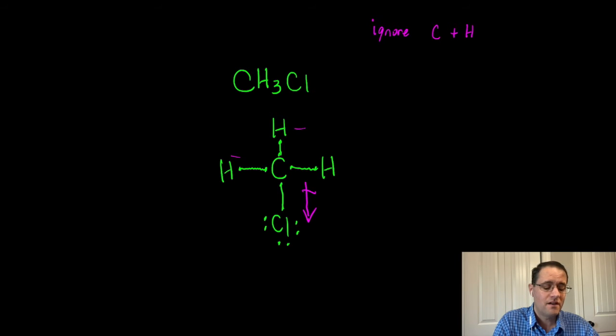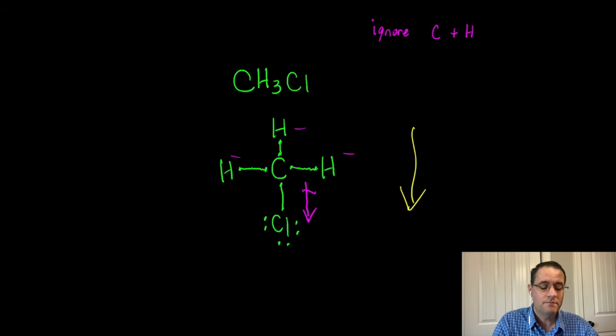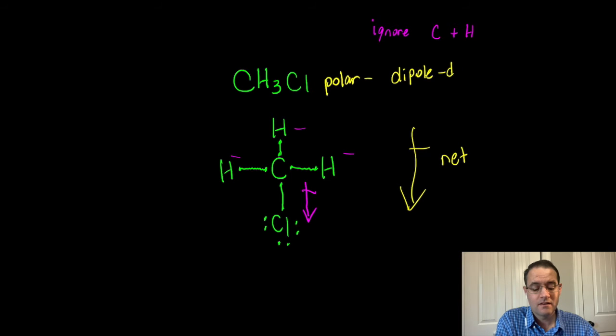That carbon-chlorine bond is a polar bond. We ignore these other ones, and the net molecule is going to have a polarity pointing down on the page as I have it drawn, okay? If a molecule has a net molecular dipole, we say the molecule is polar. If it's polar, it's going to exhibit dipole-dipole interactions. All right? All right, so that guy there has dipole-dipole interactions. How about the next molecule?